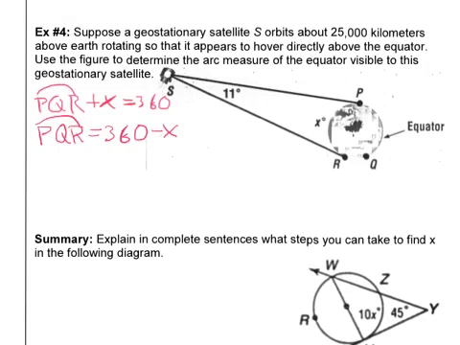PQR equals 360 minus x. This is important because as we put this into our equation, we're going to need something more specific than just PQR. But look, we have it: it's 360 minus x. Remember, the equation says that the angle, which in this situation is 11, equals 1/2 times the larger arc, which is PQR, or 360 minus x, minus the smaller arc measure, which is x. And now we're going to solve for x.